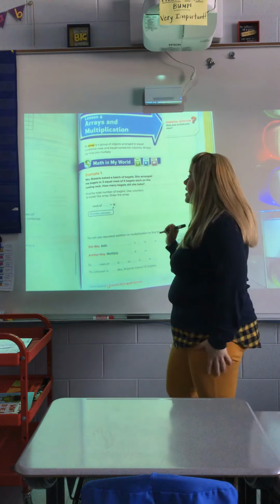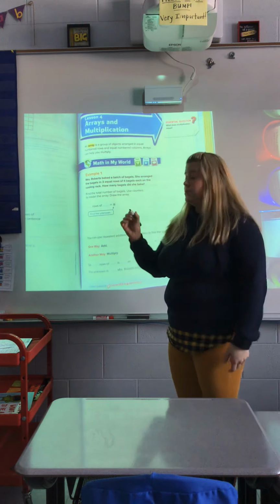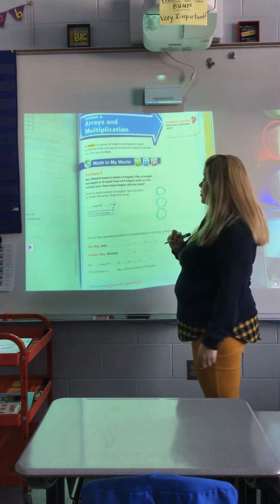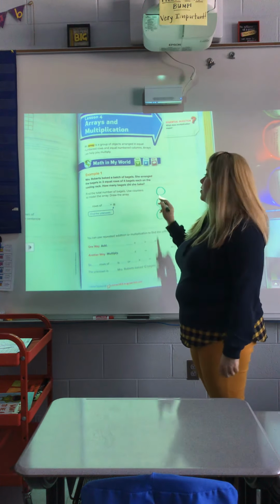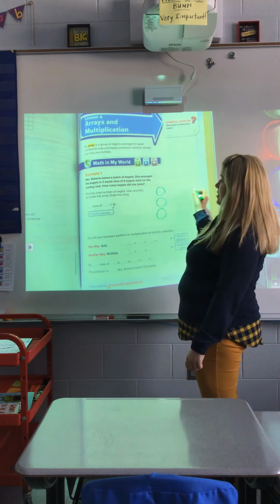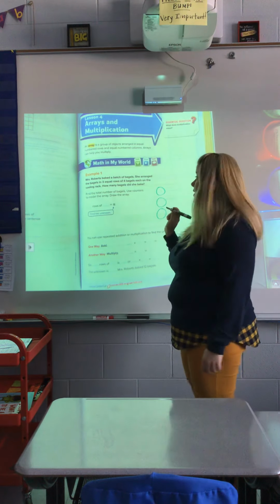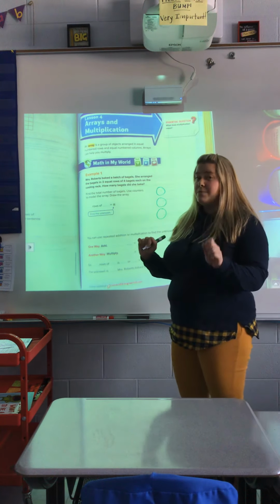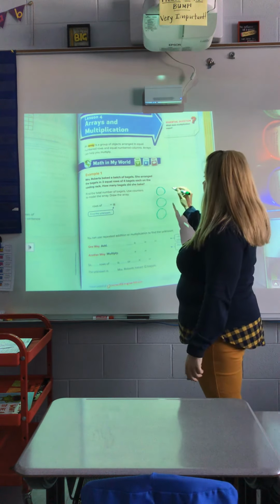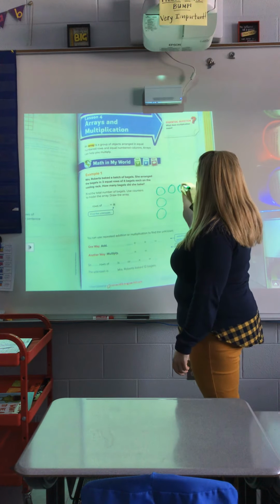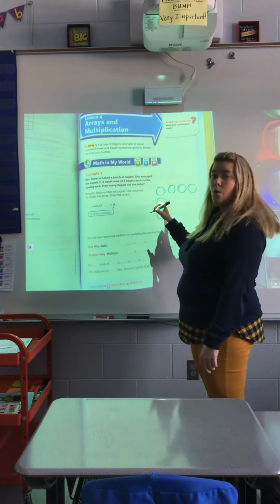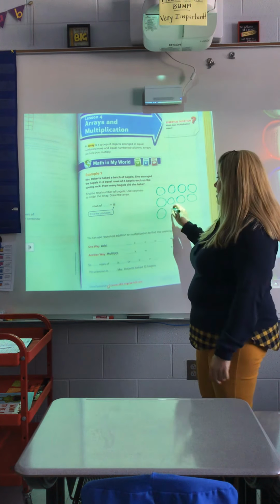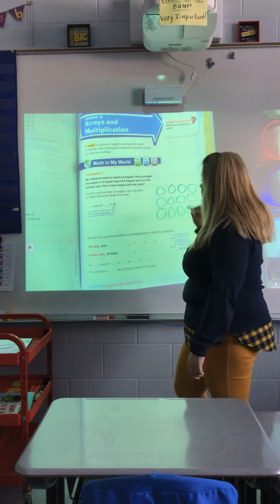Okay, so she arranged the bagels in 3 equal rows. So I'm going to put 1, 2, 3. Okay, these are the start of my rows. My rows are going to go this way. There are 4 bagels in each row. So now I have to make sure I put 4 bagels in each row. So 1, 2, 3, 4. 1, 2, 3, 4. 1, 2, 3, 4.